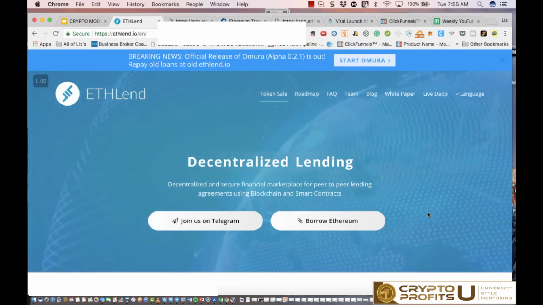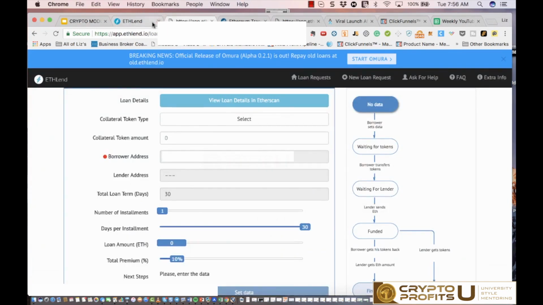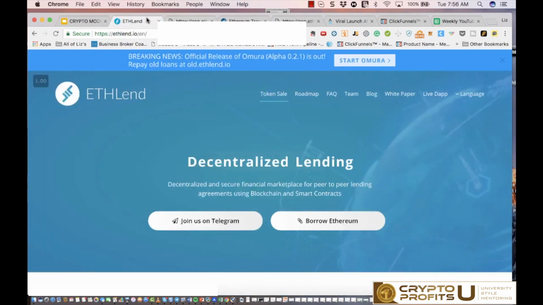on ETHLend. So what we need to do is we already put out a loan. In fact, we could see that loan right here, and I'll show you how to see that loan. But what we're going to do today is take a look at who else is putting them out and what kind of terms are being accepted and funded, so we can have an idea for how we want to structure ours.